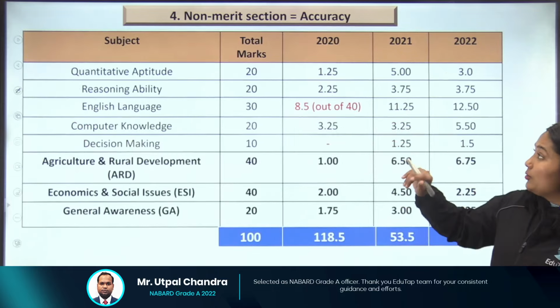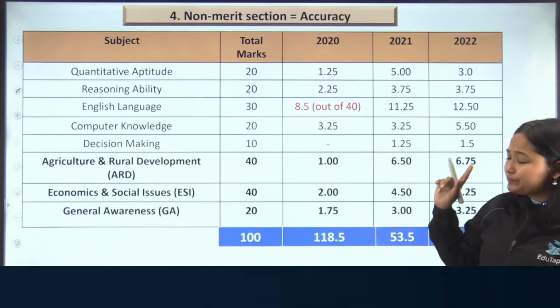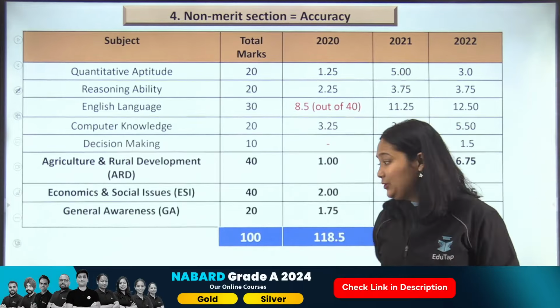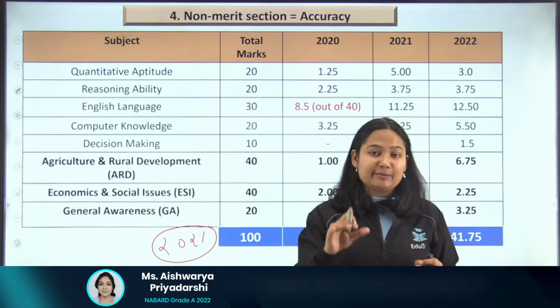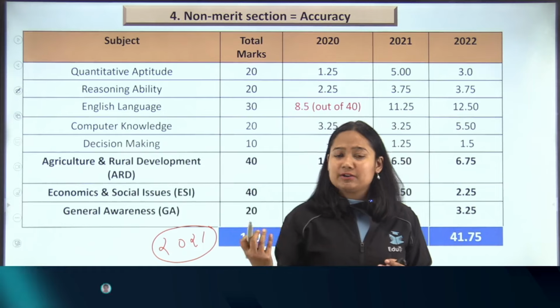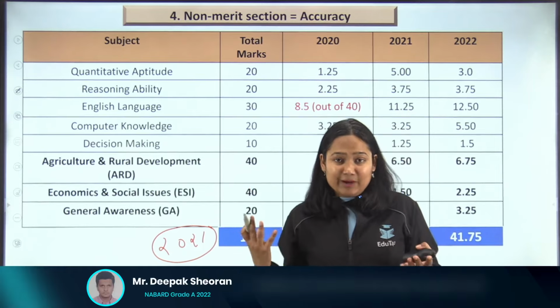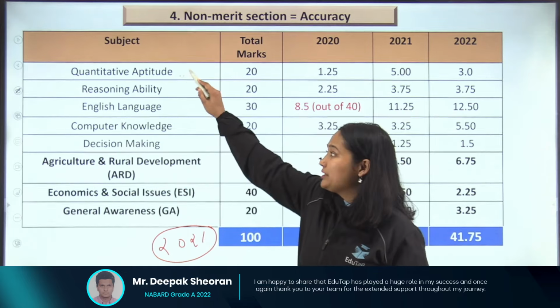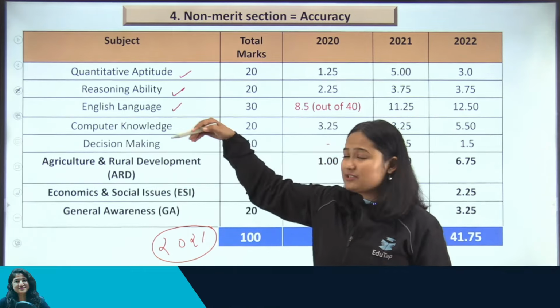Next, about the non-merit section. I'd like to remind you first that in 2021, the non-merit section actually became non-merit. Before that, there used to be only 200 questions, 200 marks, and the cutoff was there from that. So if somebody is not confident in ARD or ESI, they might be confident or preparing for other banking examinations. They have good quant, good reasoning, good English. So they might have gotten the score here.